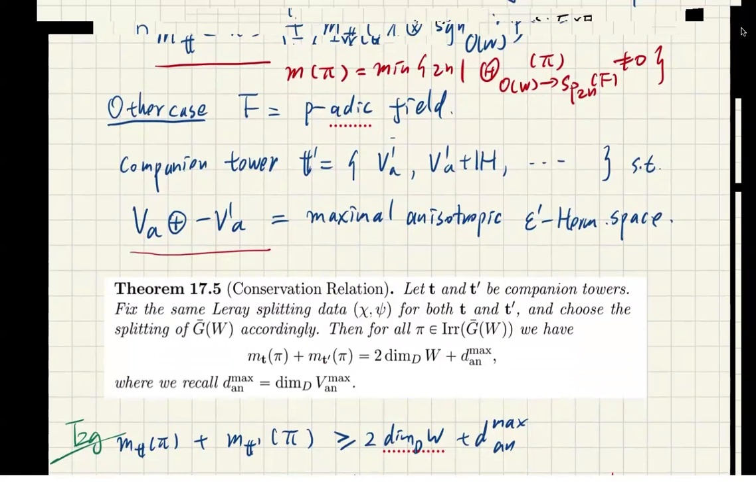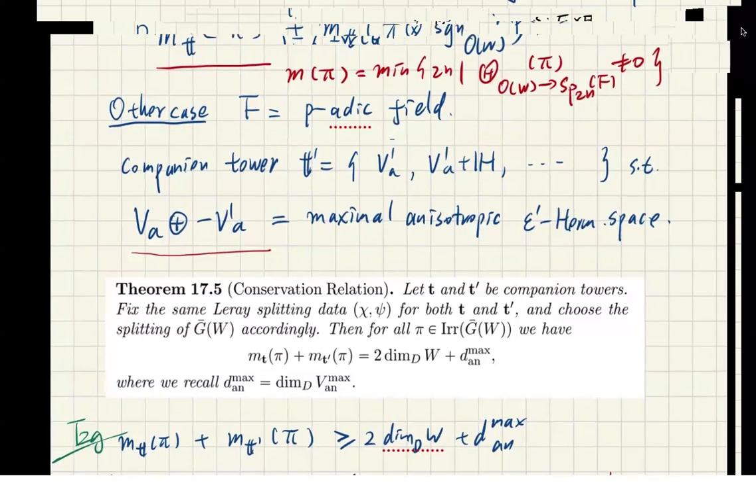If epsilon prime corresponds to a symplectic space, then it means VA and V prime A are just the zero space. On the other hand, if epsilon prime is 1, then you will have a Hermitian space or quadratic space. In that case, VA plus V prime A will be the quaternion.